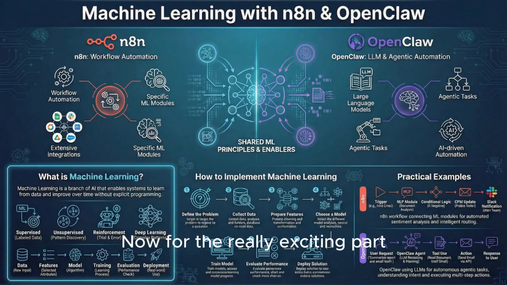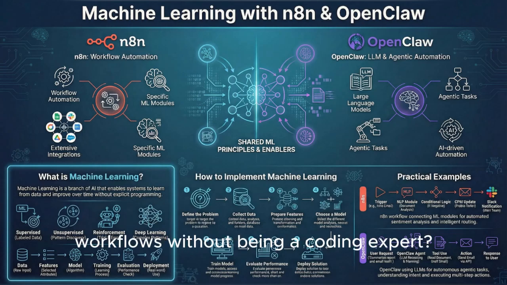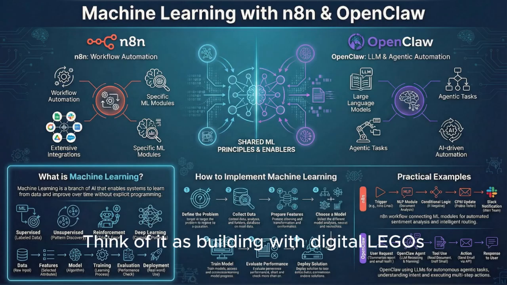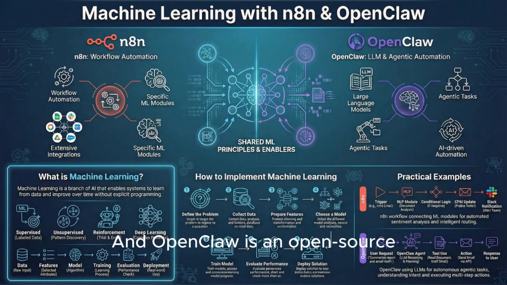For the really exciting part, how can we bring this power into our everyday workflows without being a coding expert? This is where tools like n8n and OpenClaw come in. n8n is a workflow automation tool that lets you connect different apps and services together with a visual interface. Think of it as building with digital LEGOs. It's an open source platform that simplifies running AI models.